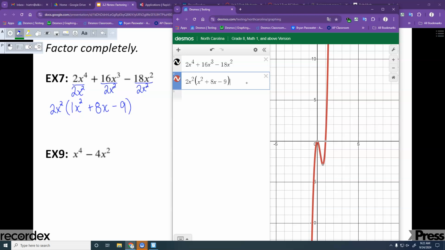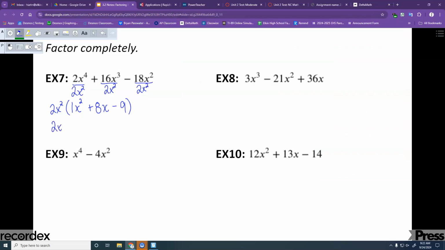The 2x squared has already come out. It's going to just hang out front. But this middle part, we could factor into 2 sets of parentheses. Okay? Now, this 1 that I have written here is not really necessary. What can I multiply to get x squared? x and x, right? So the first terms we have in each one of these are going to be x and x. For that last term, we got negative 9. What numbers can I multiply to get negative 9?